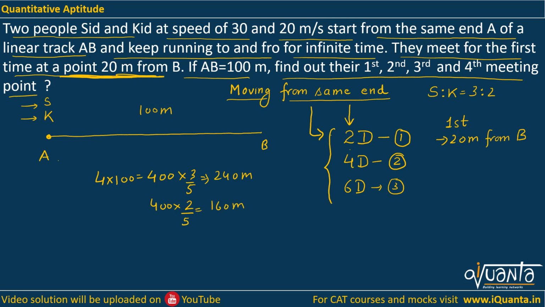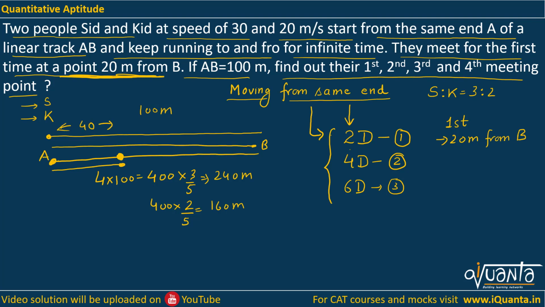Now where will A be after traveling 240 meters? He will first go here. He has covered 100 meters. Now he'll come back. He has covered 200 meters till now. He'll again go back and cover 40 meters. So this would be that point. This distance would become 40 meters.